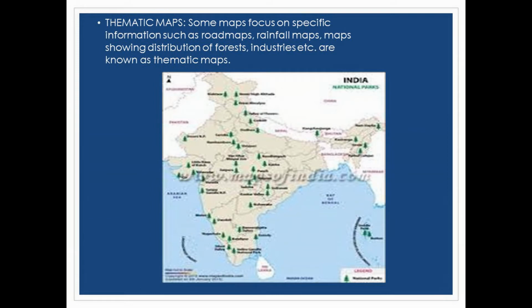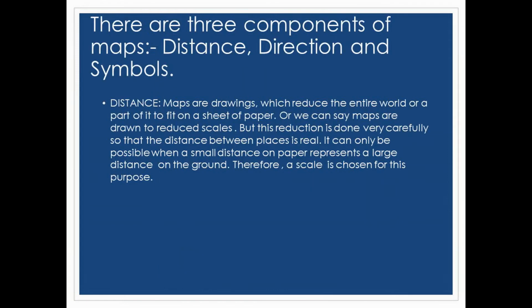Thematic maps. Some maps focus on specific information such as road and rainfall maps. Maps showing distribution of forests, industries, etc. are known as thematic maps. Suitable titles are given on the basis of information provided in these maps. There are three components of maps: distance, direction, and symbol.